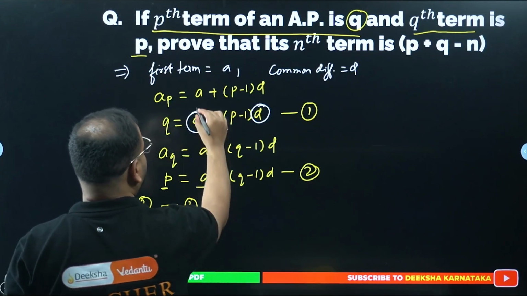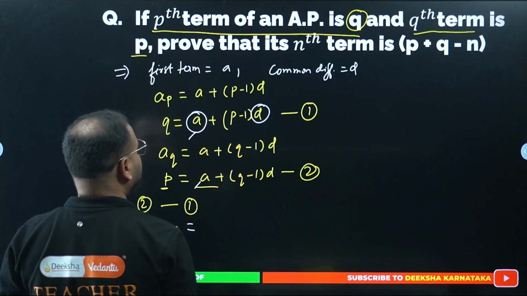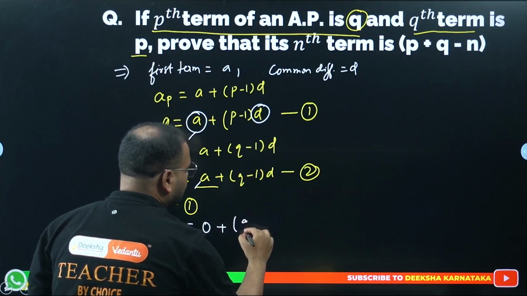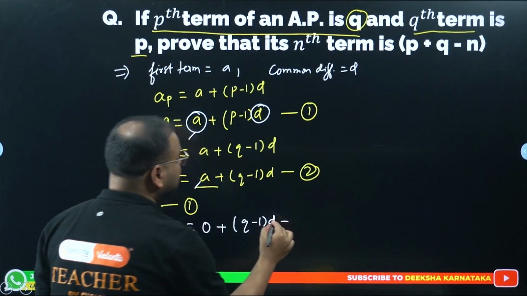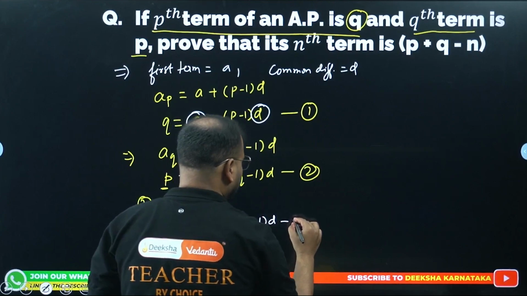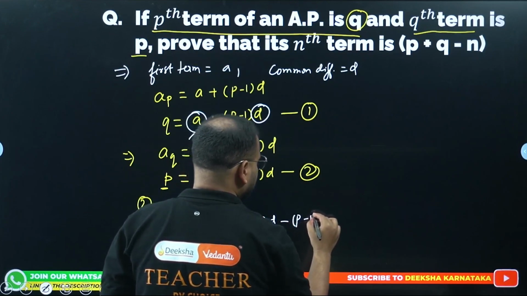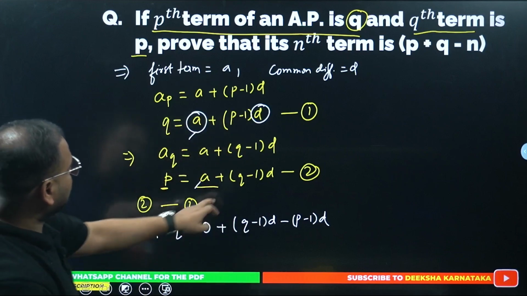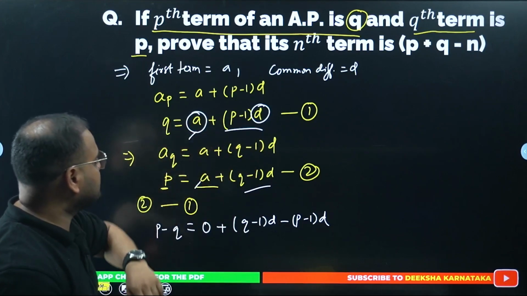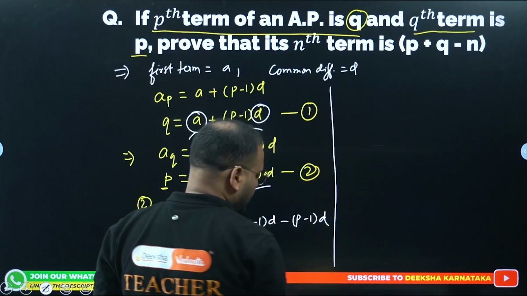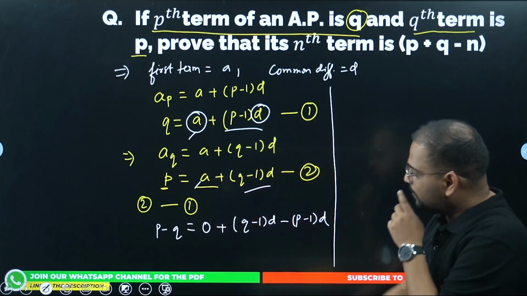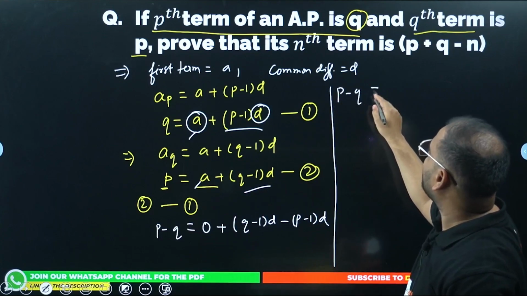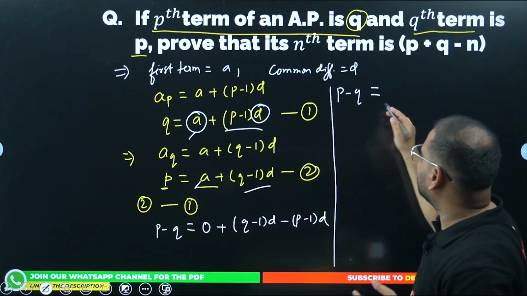Now over here, A and A will cancel each other. So that will be 0 plus, I'll get Q minus 1 times D minus P minus 1 times D. Check. Is it alright? Simplify this moving forward. So LHS remains the same, P minus Q. What about RHS? The 0, I don't have to write it.